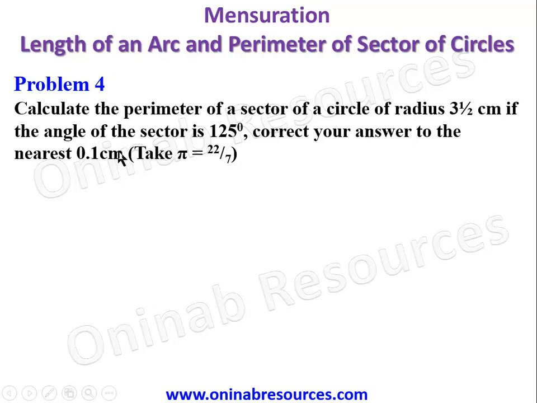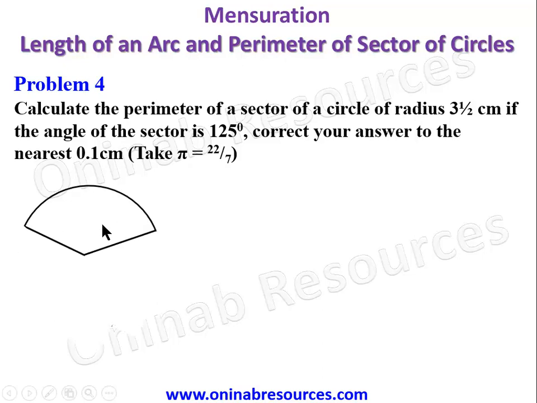For problem 4, calculate the perimeter of a sector of a circle of radius 3.5 centimeters if the angle of the sector is 125 degrees. Correct your answer to the nearest 0.1 centimeters. That's 1 decimal place. Take pi to be 22/7.